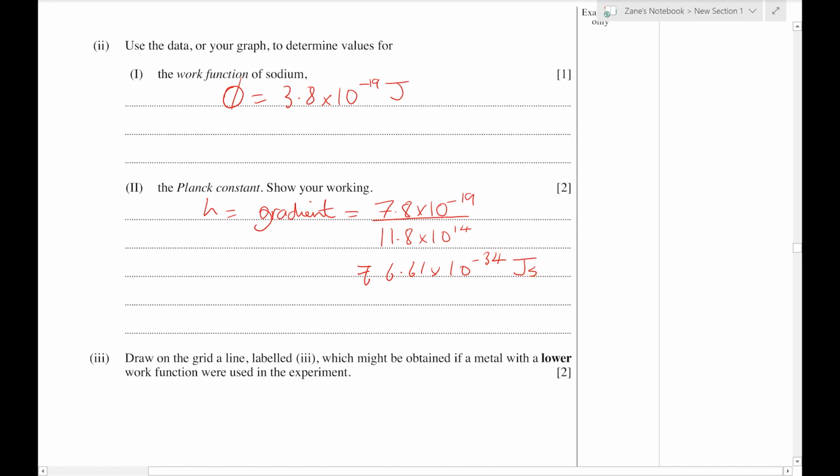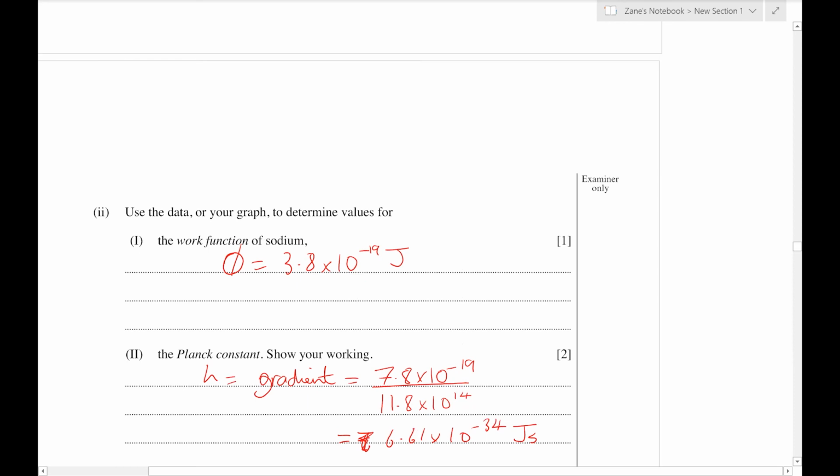Units is joule seconds, so our answer is pretty good, it's pretty close to the value that we expect. That should be an equal sign at the start. The final part of the question was to draw a line labelled 3 on the grid, which would be obtained if a metal with a lower work function were used in the experiment.